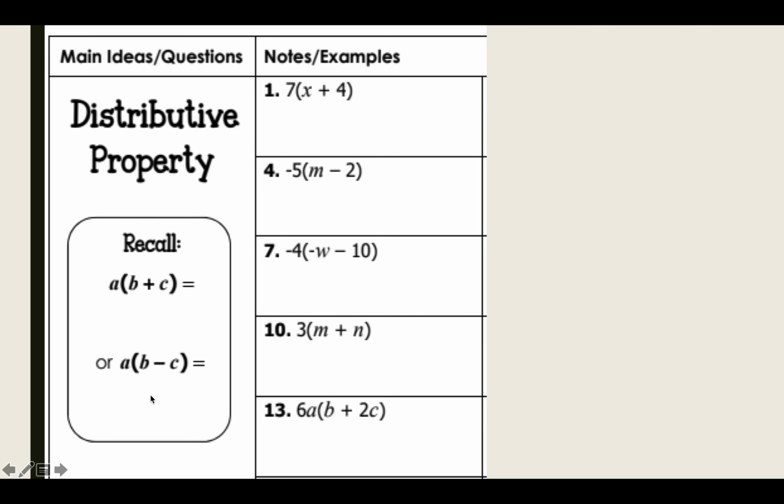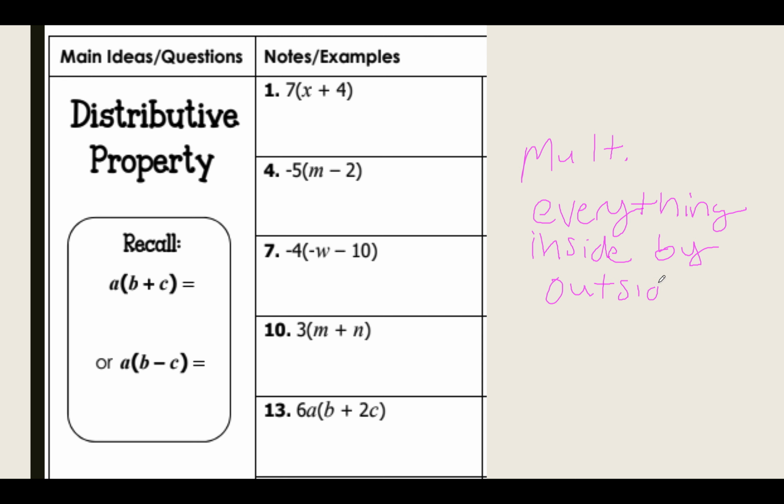So we already have this property on our first set of notes, the distributive property, but remember, distributive property basically means we're just multiplying everything. Okay, so multiply everything inside by the outside number.